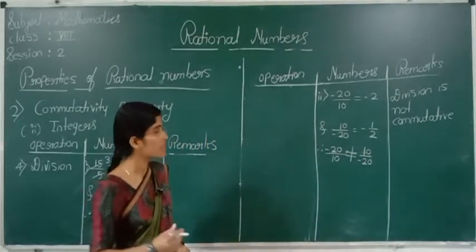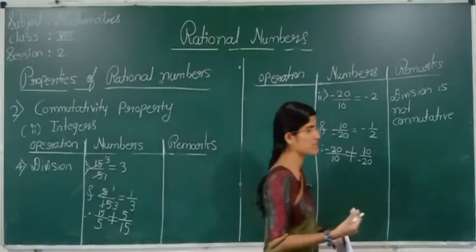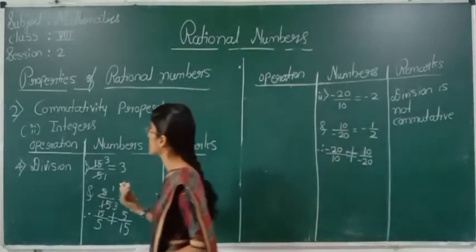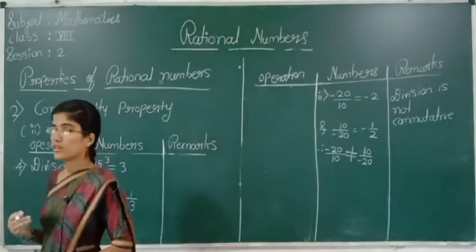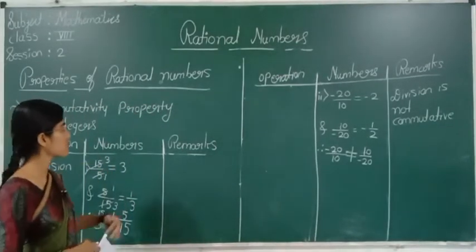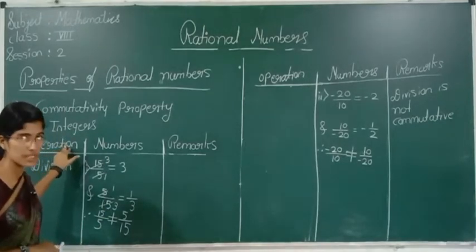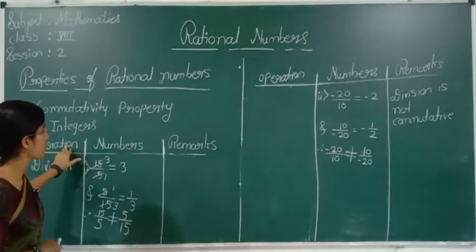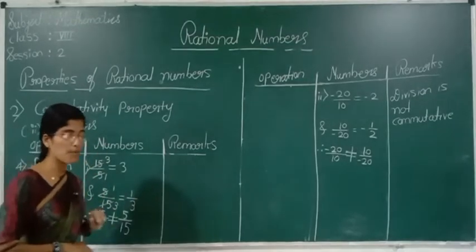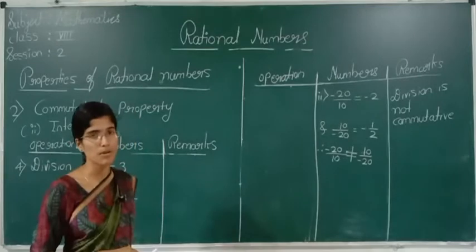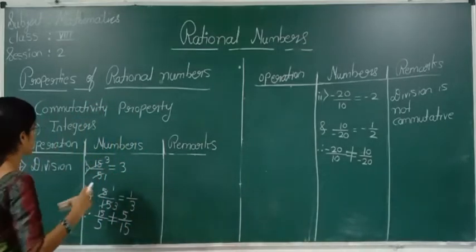See here, now we have revised the properties of rational numbers. We have done the commutative property for whole numbers and integers, right? Now we will do the commutative property for rational numbers. We will check the commutative property for rational numbers.